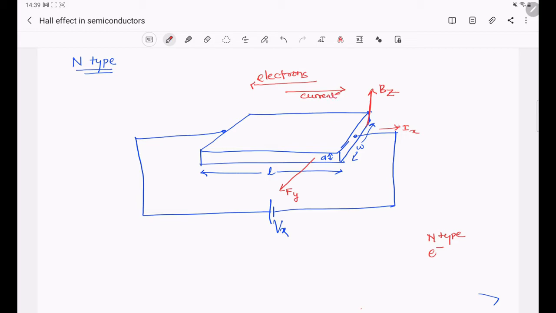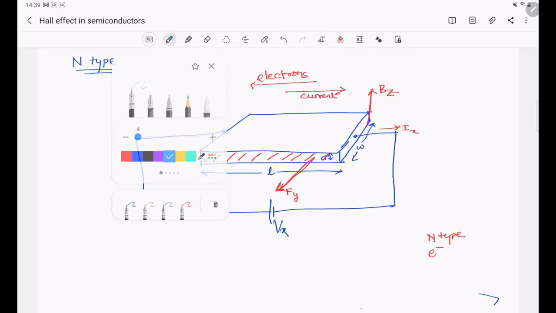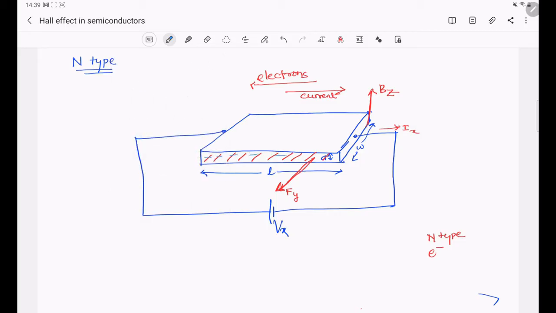Now, as I have said, there will be a force in this direction. So, what will happen? This will affect the movement of electrons. The electrons will be drifted towards this front side. So, the electrons will be accumulated over here, and similarly holes will be accumulated on the opposite side. So, there will be a potential difference generated across this semiconductor, and this can be measured in a similar fashion, that means by connecting a voltmeter across this.